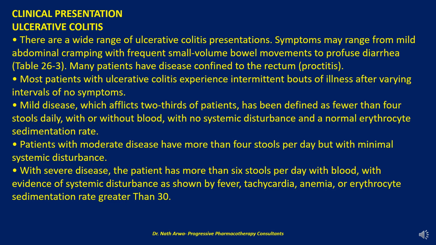3. Mild disease, which afflicts 2/3 of patients, has been defined as fewer than 4 stools daily, with or without blood, with no systemic disturbance and a normal erythrocyte sedimentation rate. 4. Patients with moderate disease have more than 4 stools per day, but with minimal systemic disturbance. 5. With severe disease, the patient has more than 6 stools per day with blood, with evidence of systemic disturbance as shown by fever, tachycardia, anemia, or erythrocyte sedimentation rate greater than 30.